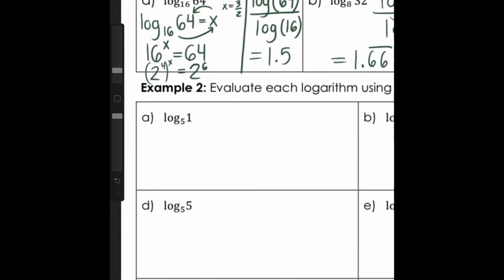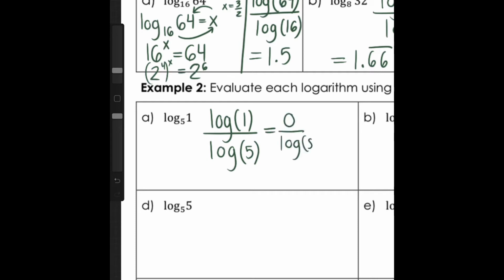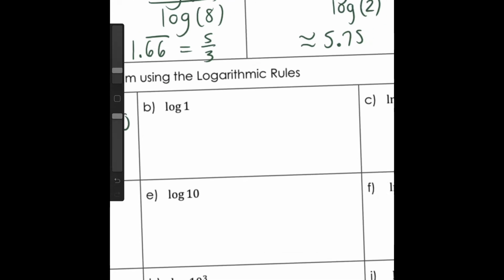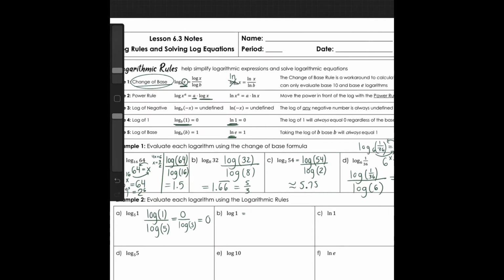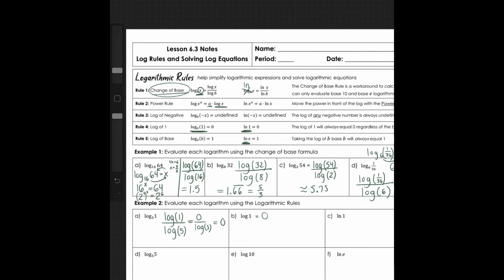So the log rule, this is going to be the change of base rule. So that's log of 1 over log of 5. Well, log of 1 is just 0 divided by log of 5, which is just 0. Log of 1, well, if we look at our rules, we see that log of 1 is just 0. That's rule number 4.